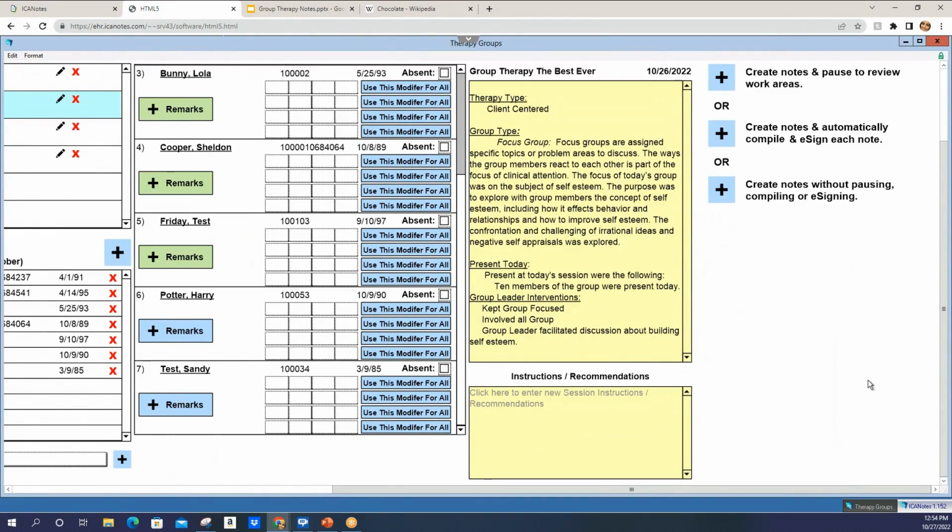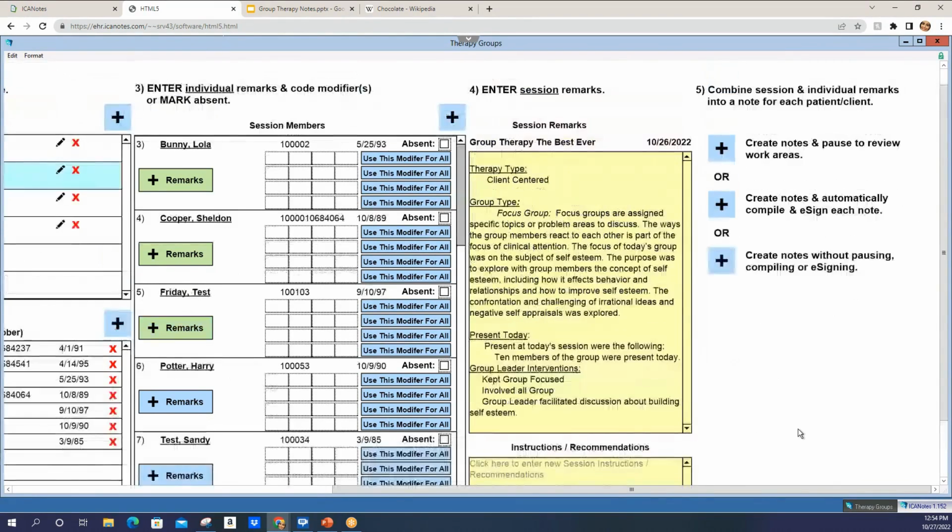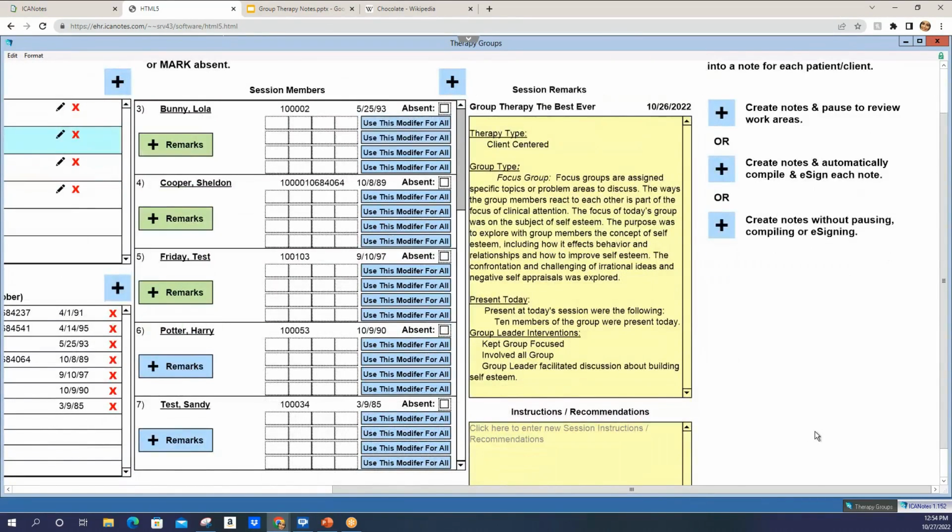Okay, so we're just reviewing some of the comments here, the private comments. So, any thoughts about this way of doing group notes? Any thoughts about this way of getting group notes done?